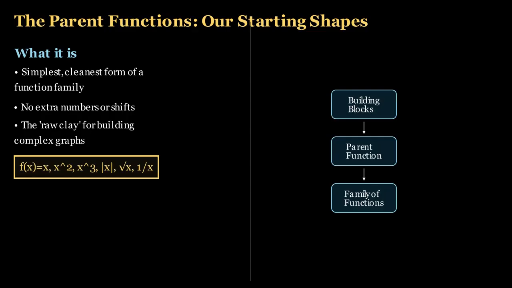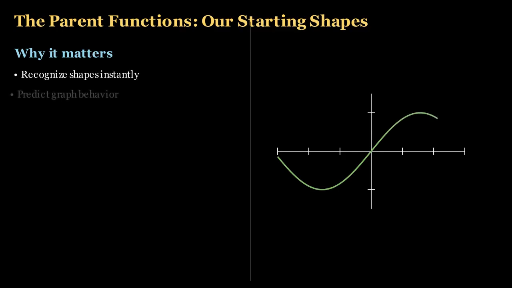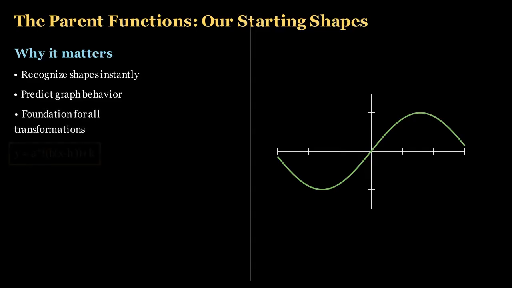When you see a weird equation like 2 times the quantity x minus 3 squared plus 4, your brain will instantly say, that's just a parabola that's been stretched, shifted right, and lifted up. You'll see the parent shape underneath. This is a superpower for calculus. It lets you predict where a graph goes up, where it goes down, and how it behaves at extremes, all without plotting a single point.